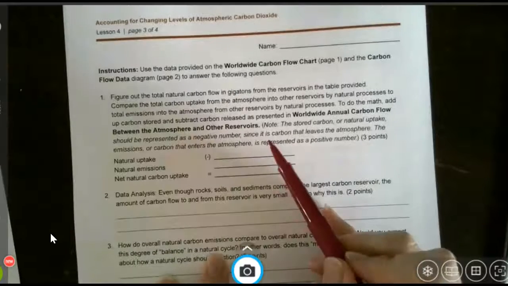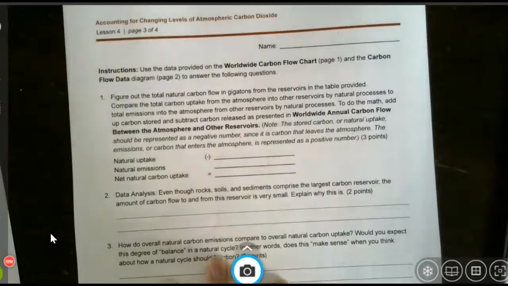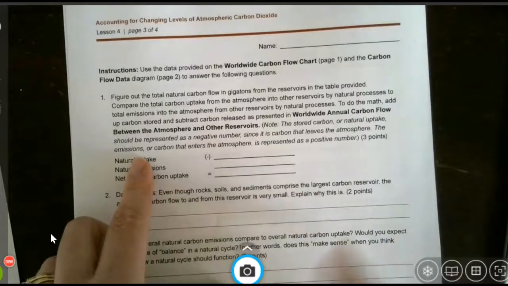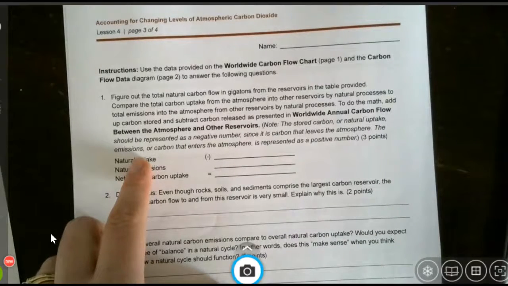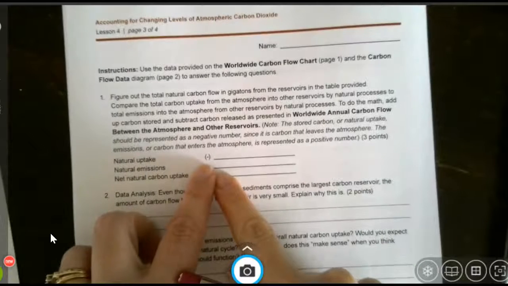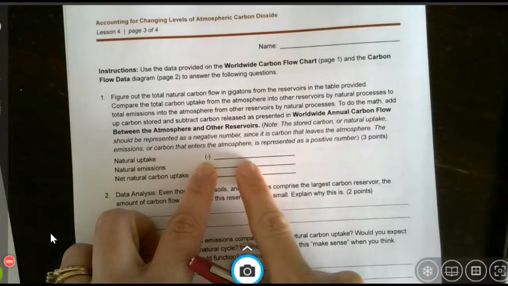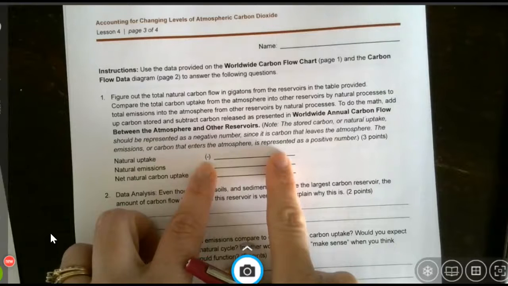Okay, and then actually, let's read the note. The stored carbon, or natural uptake, should be represented as a negative number. So anything that's being stored is negative, since it is carbon that is leaving the atmosphere. So if it's going into the biosphere, or into the geosphere, or into the hydrosphere, it's going to be negative. And then the emissions, things that are going into the atmosphere, are going to be represented by a positive number. So on your table, A has the negative sign. Make sure you transfer that over into the answer column, that you put your negative sign over.